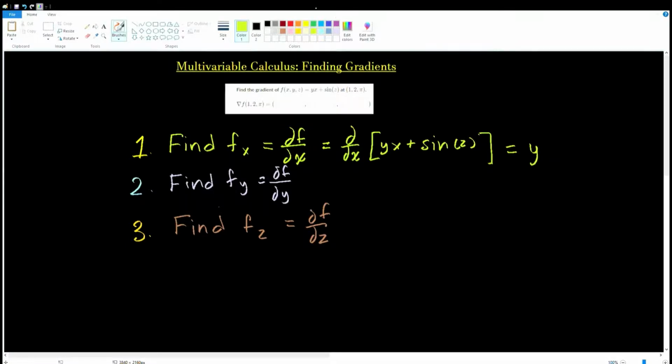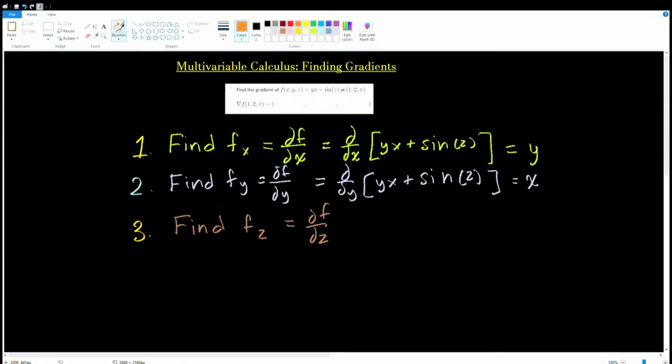Now, let's do this one. This is d over dy of yx plus sine of z. What does this equal? Well, the derivative of y is 1 times x, which is a constant, so x times 1 is just x. And sine of z, since z is not the same thing as y, is a constant, and the derivative of that is 0, so we're just left with x.